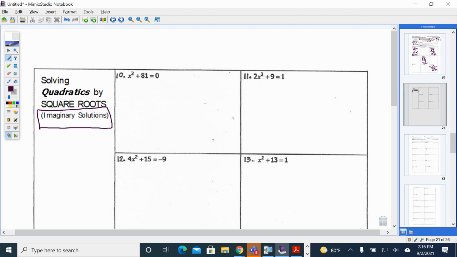Steps are the same. Isolate the x squared. Get rid of that plus 81 by doing the opposite and subtracting 81. So x squared equals negative 81. When we square root both sides, x equals a positive and a negative. And the square root of negative 81, the negative underneath the radical means you have an i. 81 is a perfect square, and it's 9i. So we have a positive and a negative 9i for our 2 solutions on number 10.